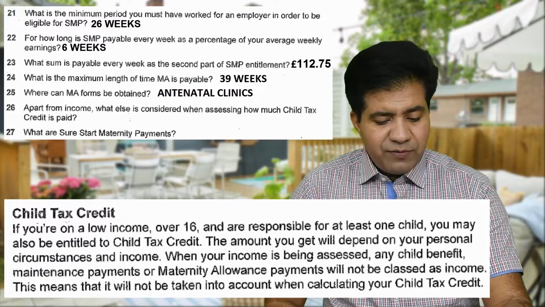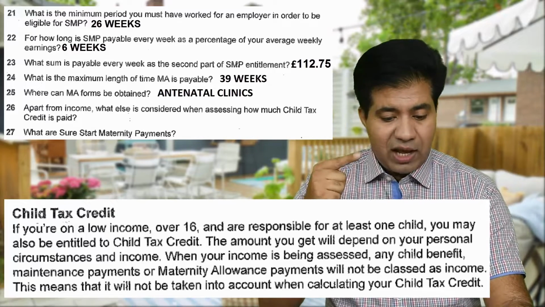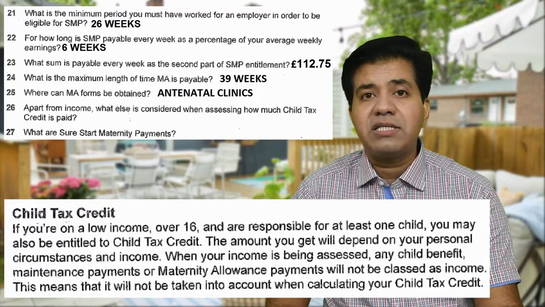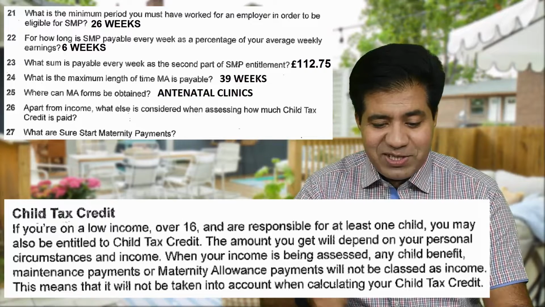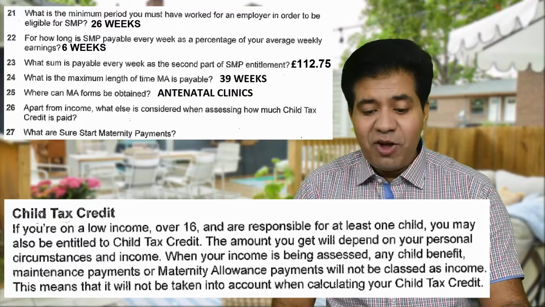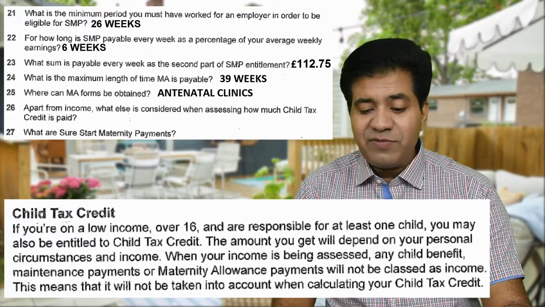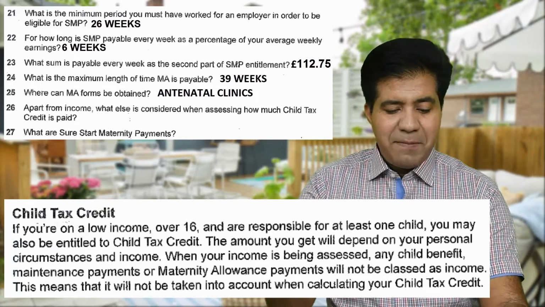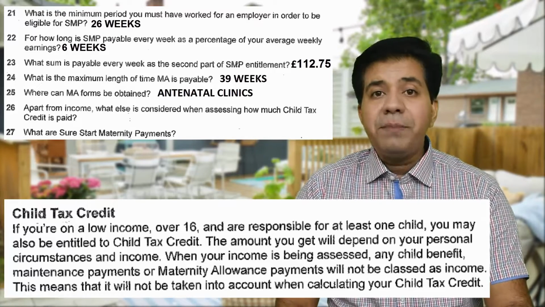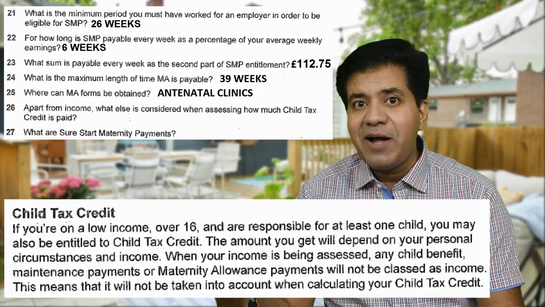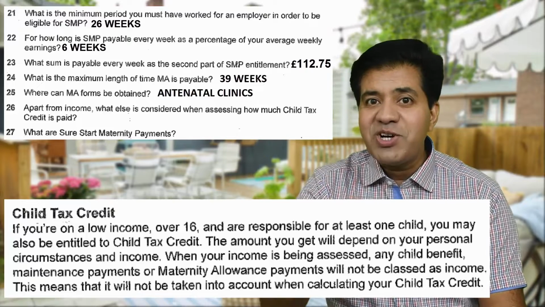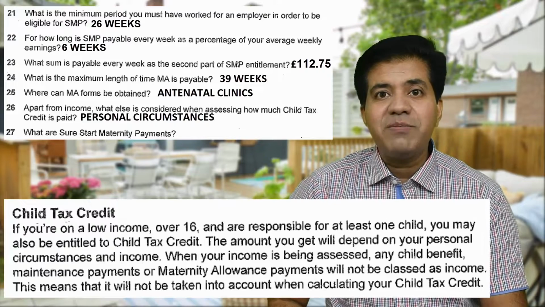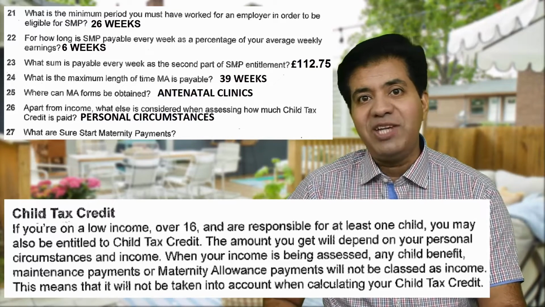The amount you get will depend on two things. Now the amount you get will depend on your personal circumstances and income. What's the question? The question is, apart from income, what else is considered when assessing how much child tax credit is paid? And there they say the amount you get will depend on your personal circumstances and income. Income and personal circumstances. So the answer is personal circumstances, as income is already mentioned.